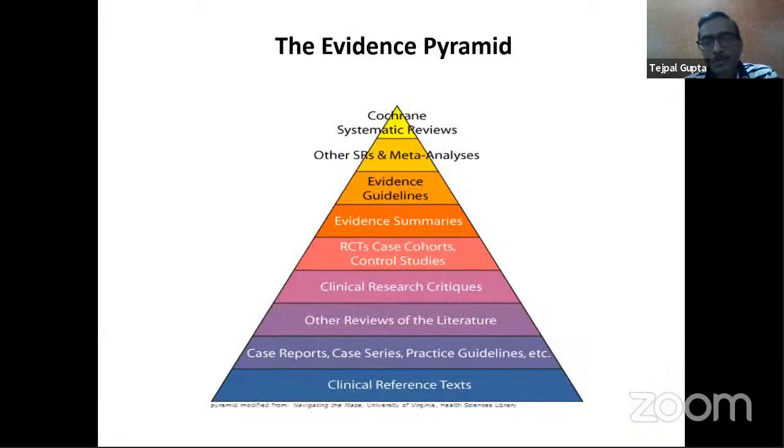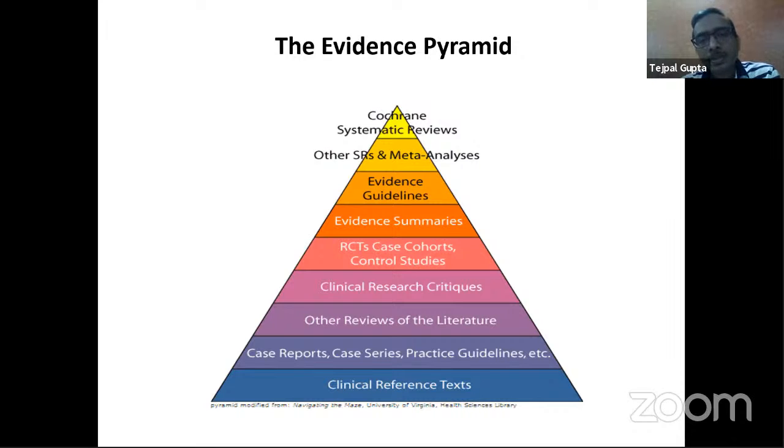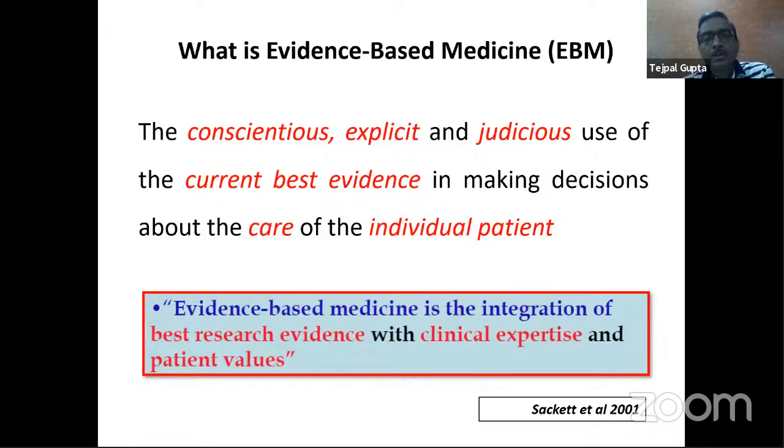So to begin with, most of you are aware of the evidence pyramid. Systematic reviews and meta-analyses, and particularly Cochrane reviews, are highest on that pyramid and are the most robust evidence for informing healthcare decision making. Just to briefly define evidence-based medicine, for some of the students and trainees: David Sackett in 2001 gave this definition, the conscientious, explicit and judicious use of the current best evidence in making decisions about the care of an individual patient. So it is the integration of best research evidence with clinical expertise and patient values.